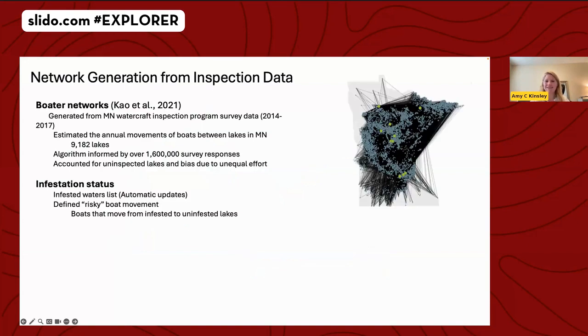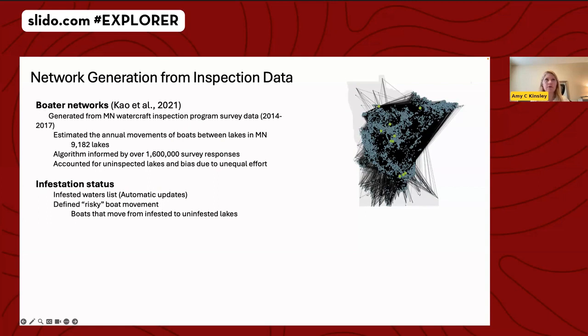But in reality, we used a boater network that was constructed using the DNR watercraft inspection data that generated a much larger network, as I mentioned. That network estimates the movement of boats between 9,182 lakes that used over 1,600,000 survey responses, so quite a bit. You can see here in the image on the right how dense that network is, and we have those green dots to highlight those lakes that have higher scores of interest, like centrality or betweenness, that we had talked about in our previous slide.